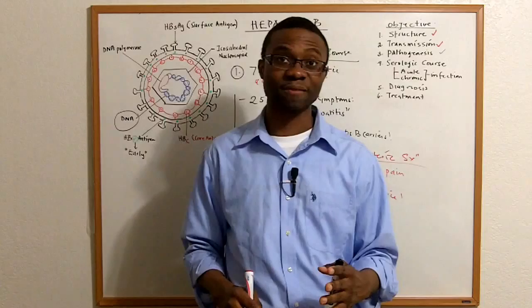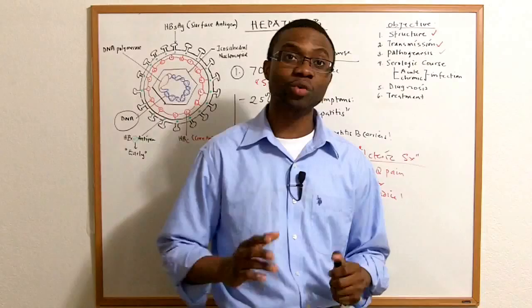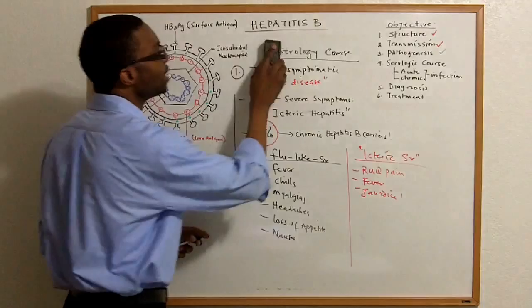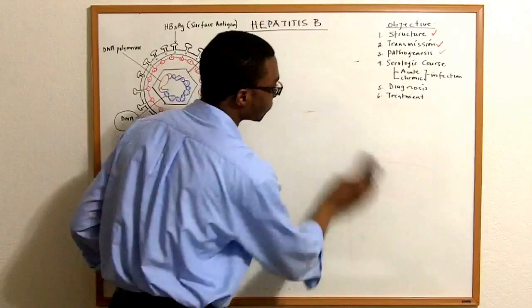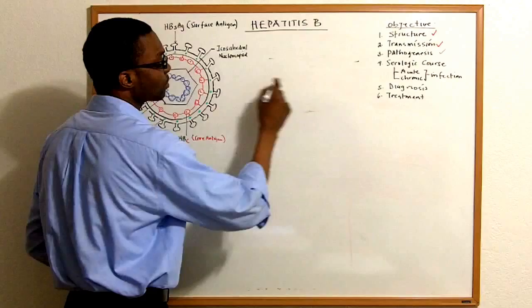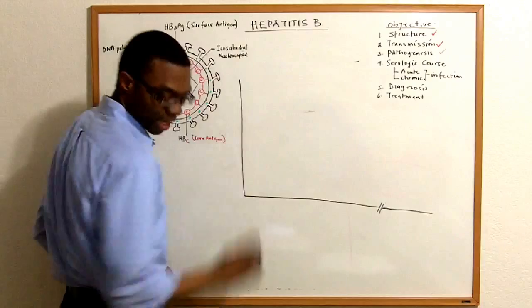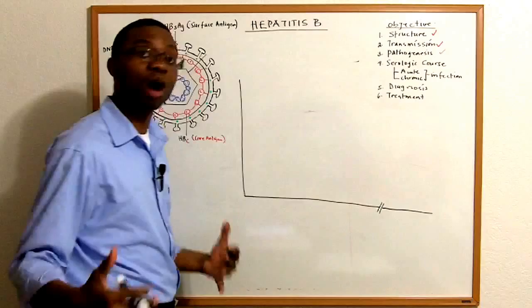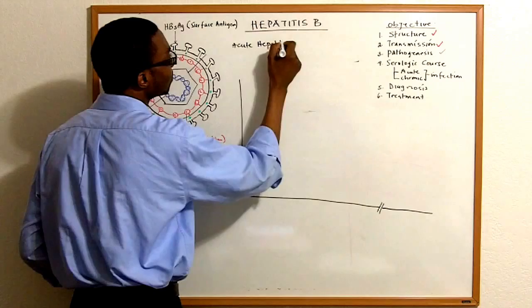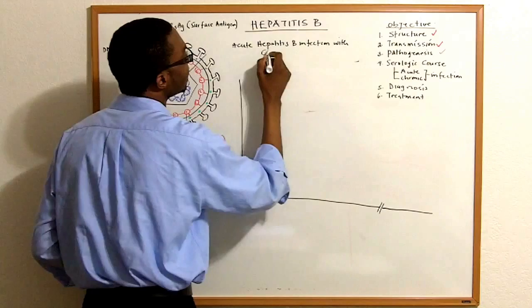All right, so now we need to draw out a graphical representation of the serologic course of an acute hepatitis B infection using a graph. This graph I'm drawing out represents an acute hepatitis B infection that a patient actually recovered from. So this is an acute hepatitis B infection with complete recovery.